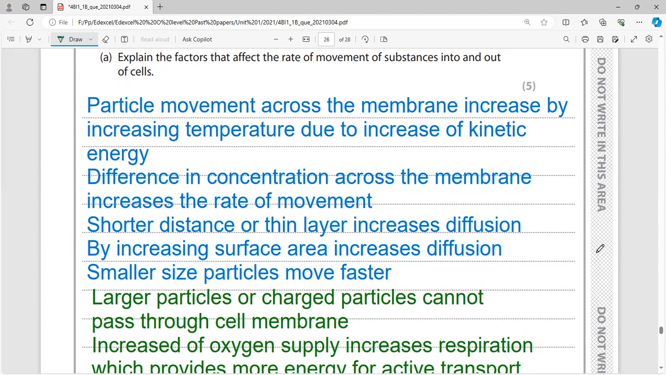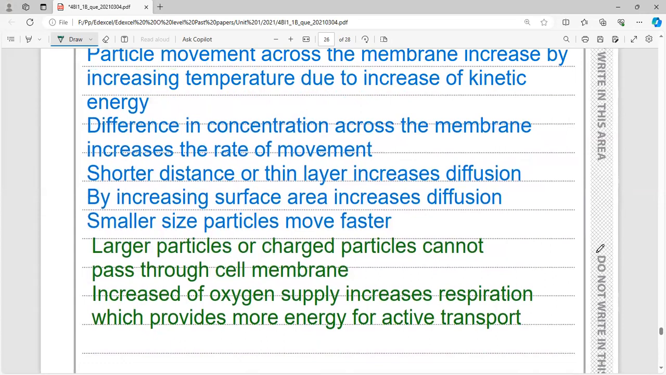Now, a shorter distance in a thin layer increases the diffusion. So if the membrane is thinner and there is a shorter distance between two media, the rate of diffusion will increase. If you increase the surface area, if there is a larger surface area, that will increase the diffusion rate. And if the particle size is smaller, the rate of diffusion will be faster. At the opposite point, you can also write that, for example, charged particles cannot pass through the cell membrane.